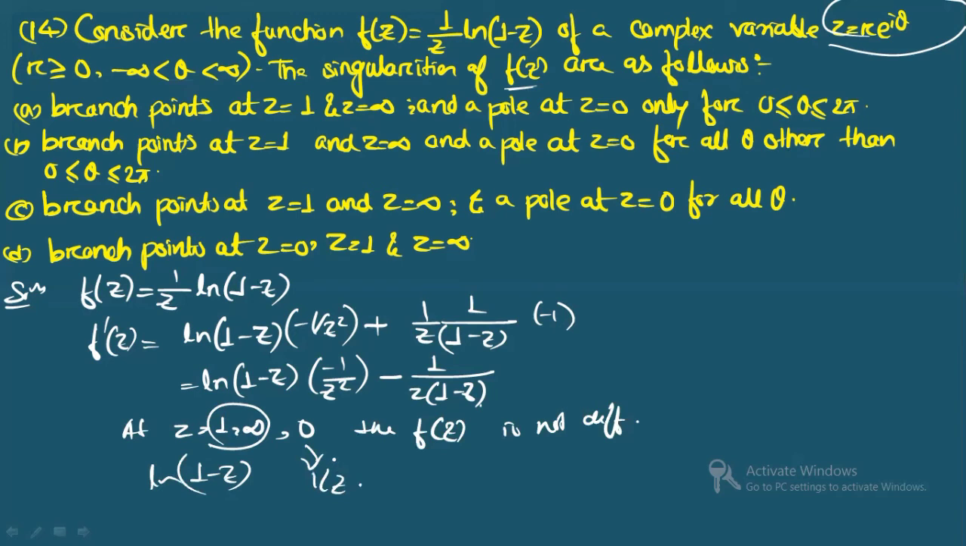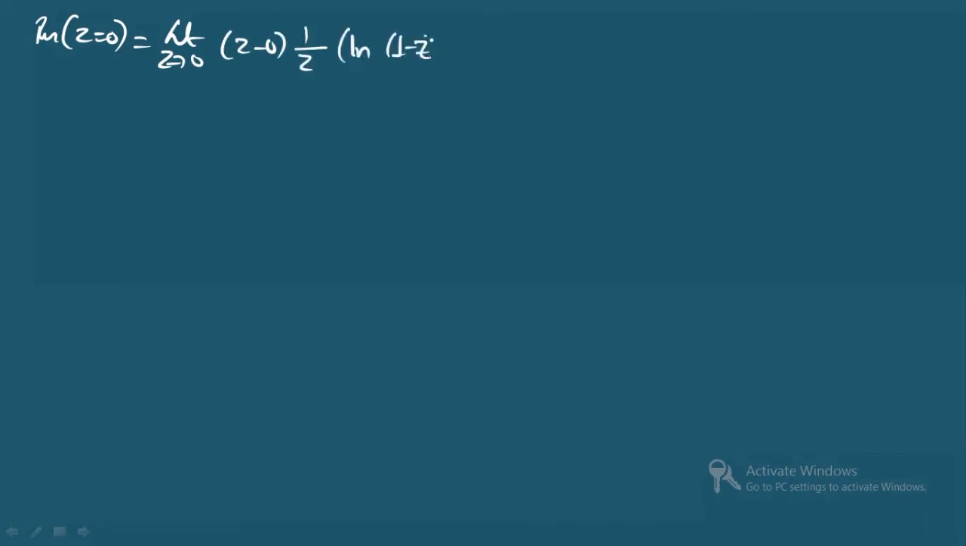Okay. So these points are coming from these two functions. And you will have to remember that these three are the branch points, and at these points the function is not differentiable. All right. So now we will calculate the residue at z equals 0. For this, limit z tends to 0, here you will have z minus 0, 1 by z, ln(1 minus z).